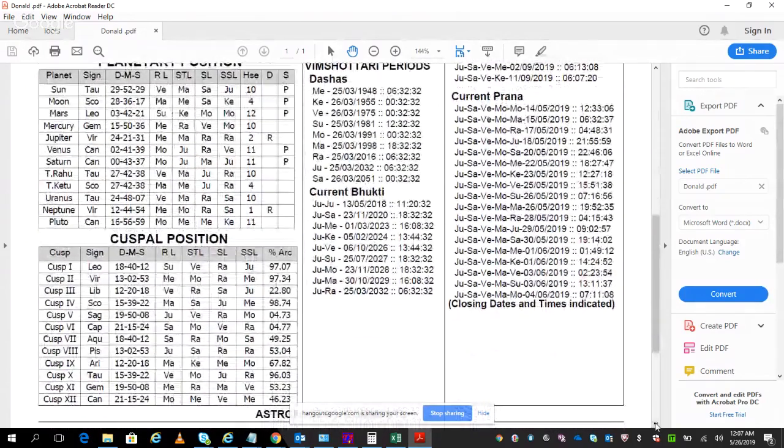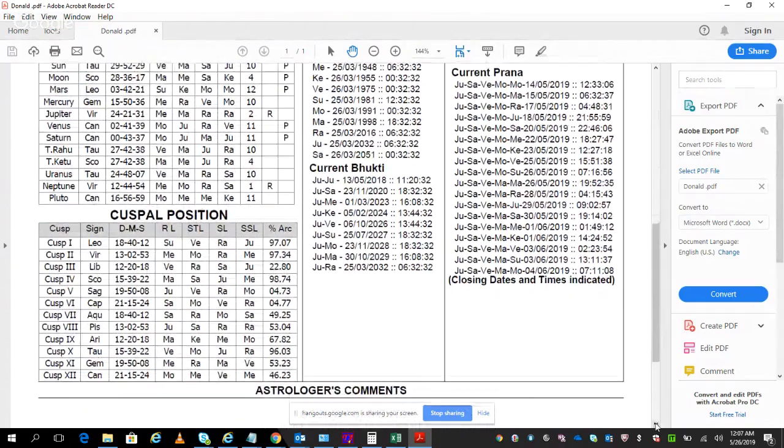The person is going to do some profession which is related to politics. Is this chart showing that or not? That we will check. So here I can see the 10th house sublord is Jupiter. Okay, 10th house sublord is Jupiter.